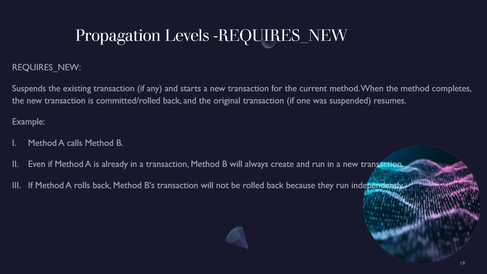To understand this type of propagation level, we can take an example where there are two methods. If method A is already in a transaction, method B will always create a new transaction. And if method A is rolled back, method B's transaction will not be rolled back because it's running in a new, independent transaction.